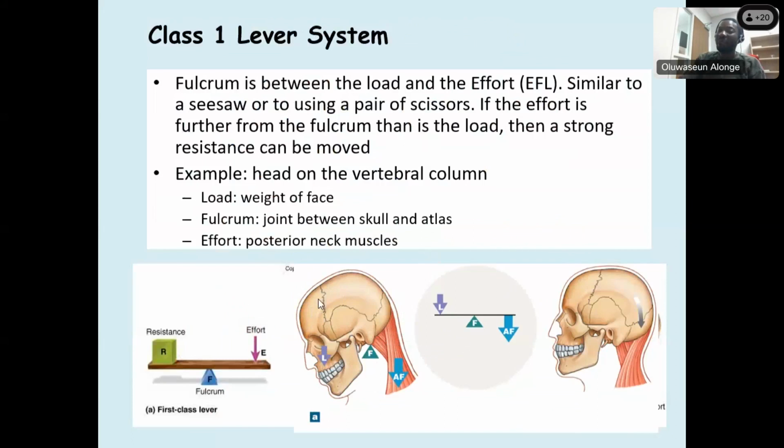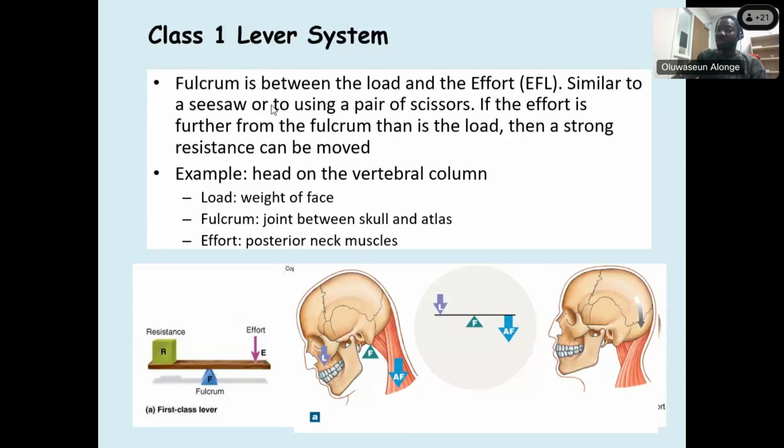Now, if by any chance this head suddenly becomes too large, too heavy for these muscles to bear, it means that the load is more than the applied force. And so this person will not be able to move the head like that because the load has become heavier than the force applied. So the fulcrum is between the load and the applied force in the first class lever. The fulcrum is at the middle of the load and the applied force.